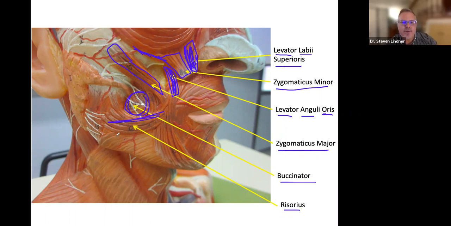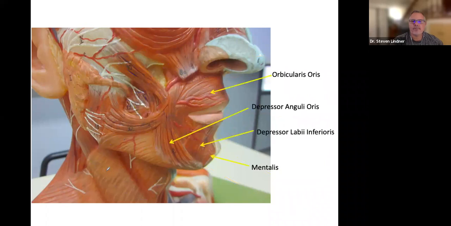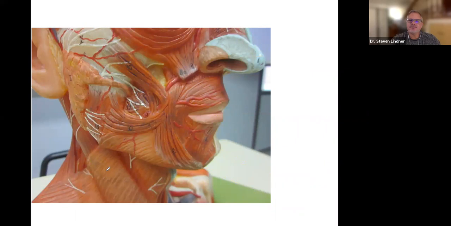This superficial one right here that we see, that's called a platysma. That's like stretching the neck and making that web under the neck. That's the platysma muscle. We'll put a P here for platysma. Okay, still we're on the same view.